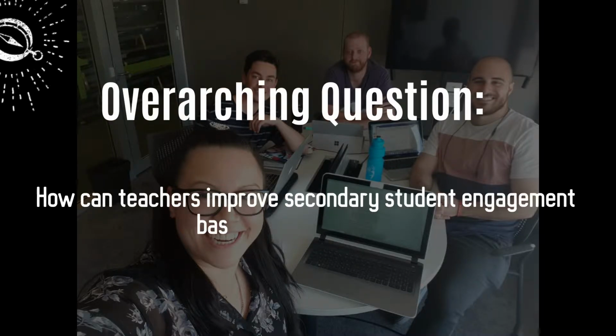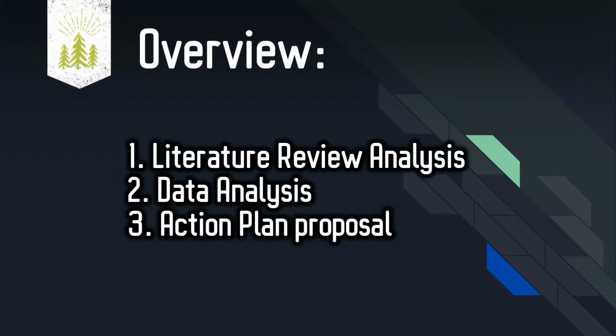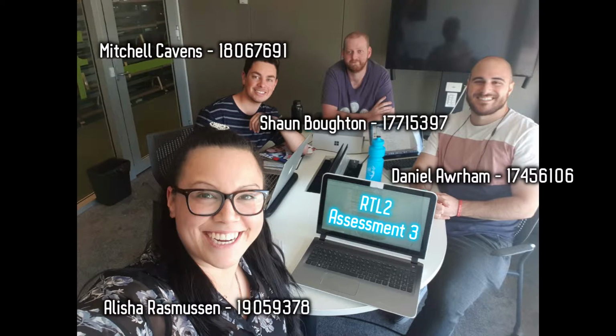The purpose of our research was to collect data based on the research question: how can teachers improve secondary student engagement in the classroom? First, we will analyse our literature review findings, following the analysis of our data, and finally we will explore a possible action research proposal for future study. This presentation was constructed by 4 perseverant students, Mitch, Sean, Danny and Alicia.